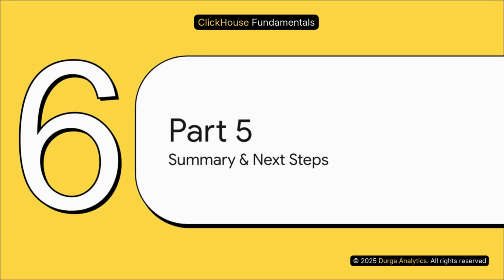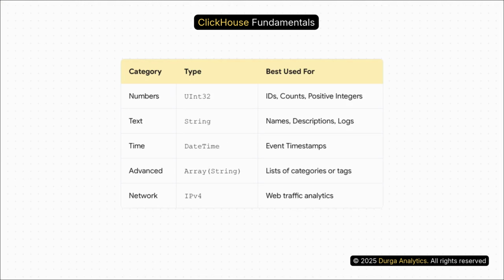Whew, all right, that was a lot to get through, but it's all so important for building fast, efficient tables. Let's just do a quick recap of the key data types we've added to our toolkit before we look at what's coming up next. Think of this table as your go-to cheat sheet when you start designing your own tables. It maps out the common kinds of data to their best fit high-performance ClickHouse type.